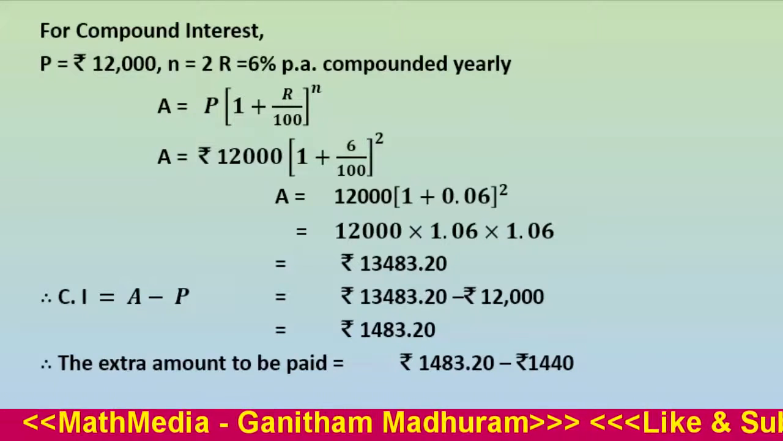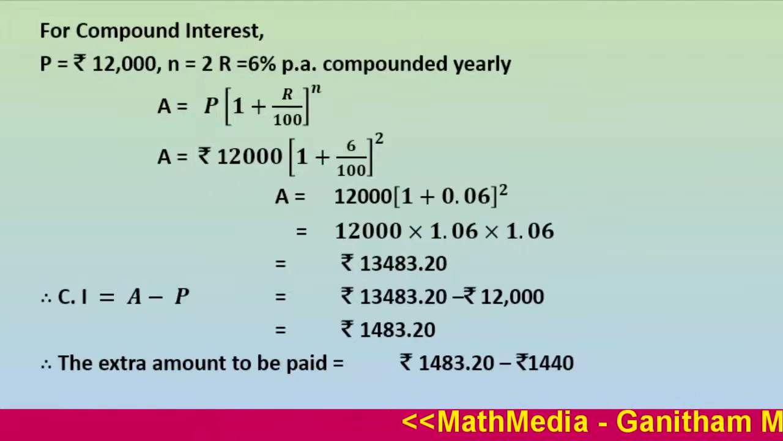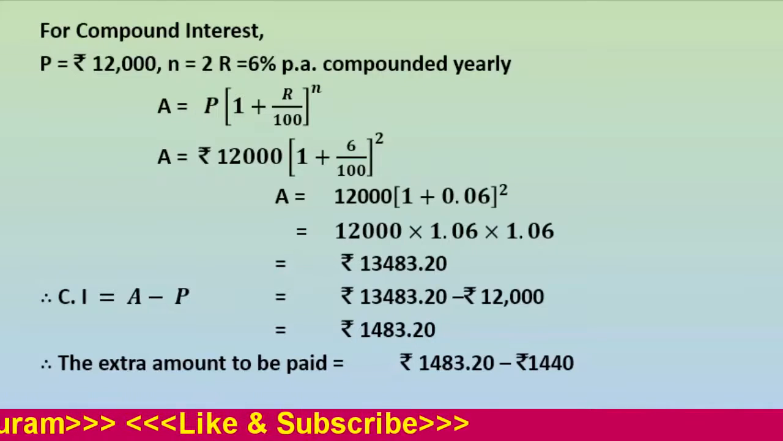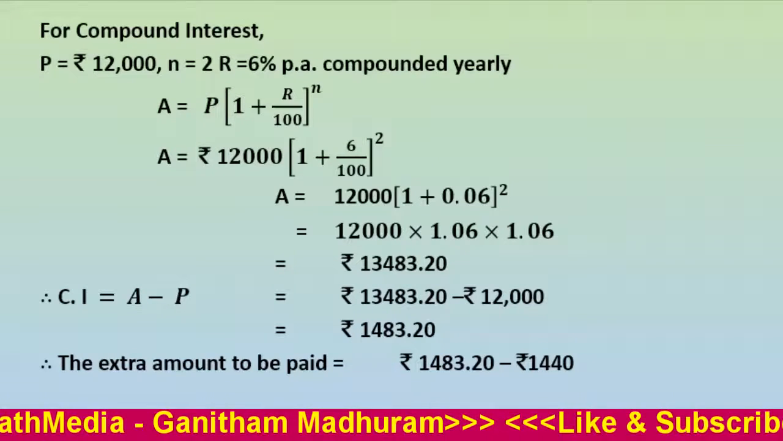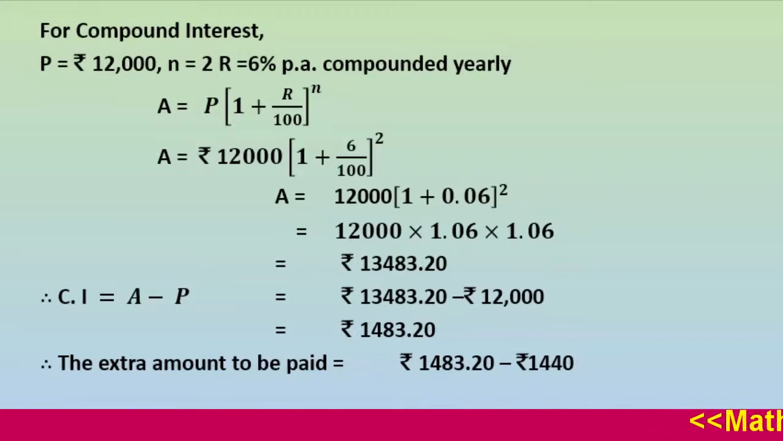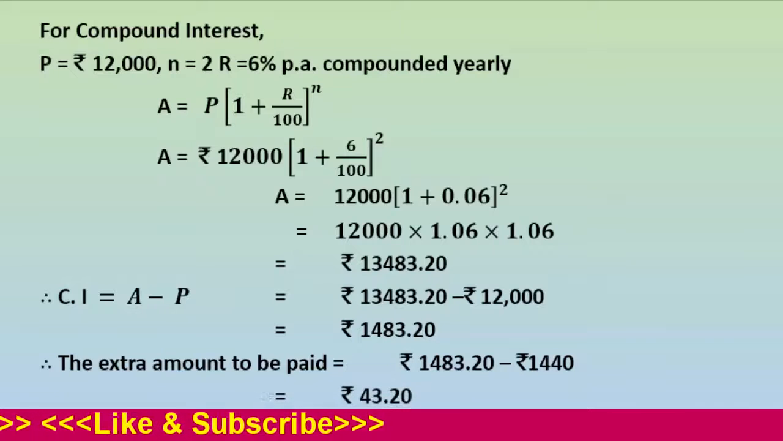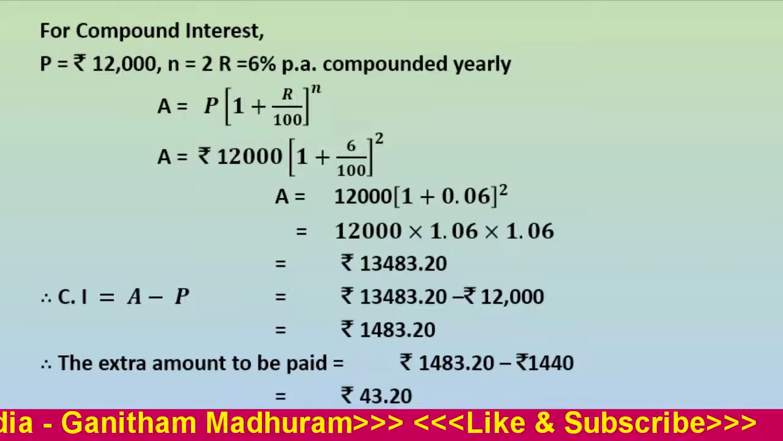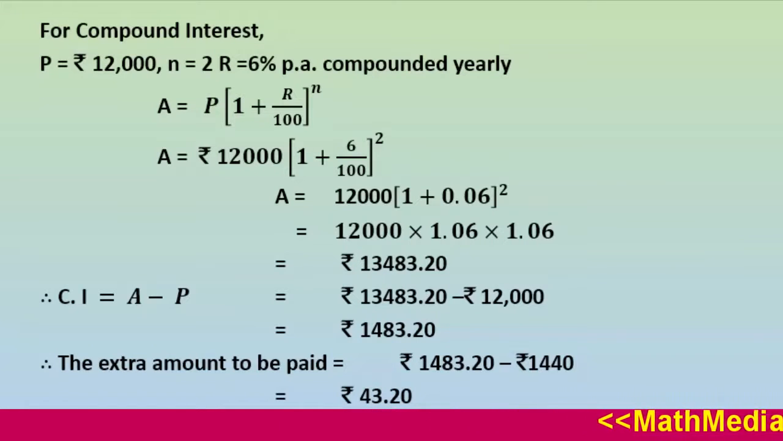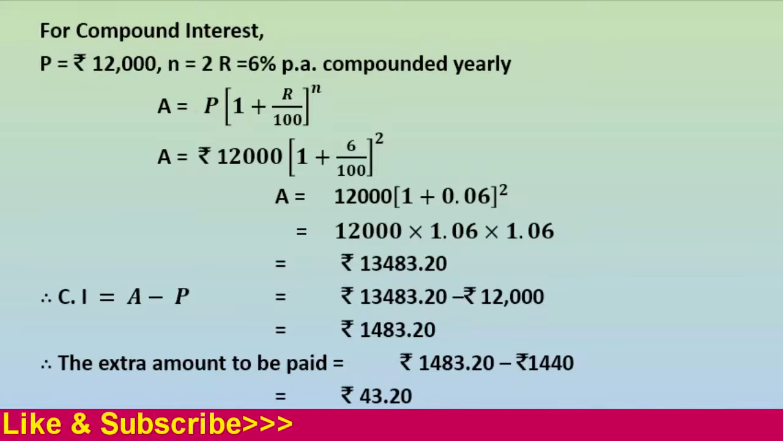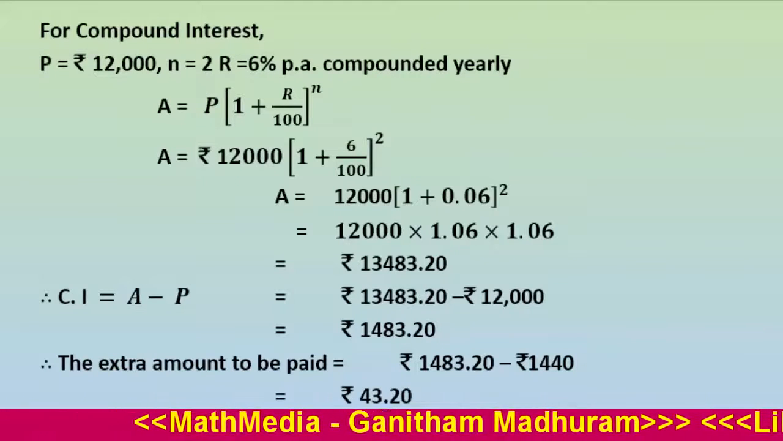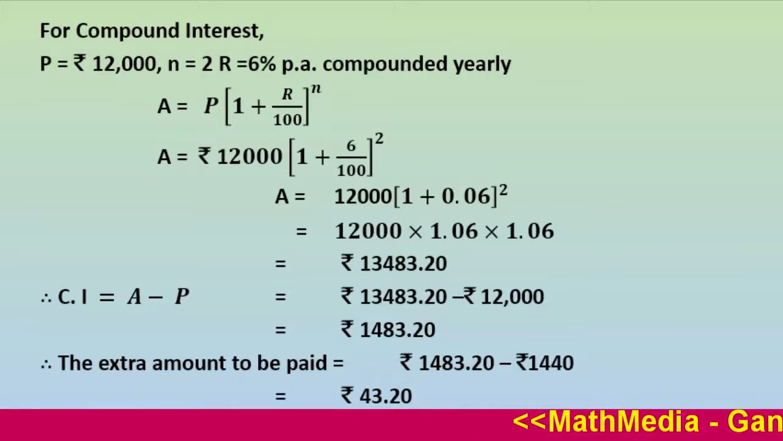Therefore, the extra amount to be paid equal to compound interest minus simple interest. That is rupees 1,483.20 minus rupees 1,440, which gives rupees 43.20. That means I have to pay the extra amount of rupees 43.20 when I am taking this amount in compound interest.